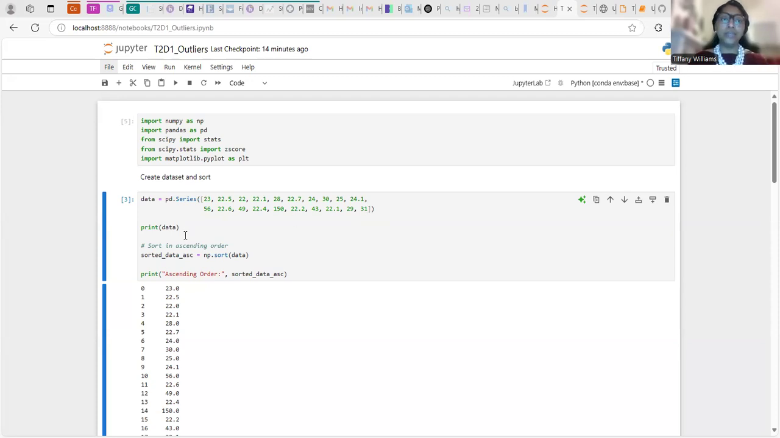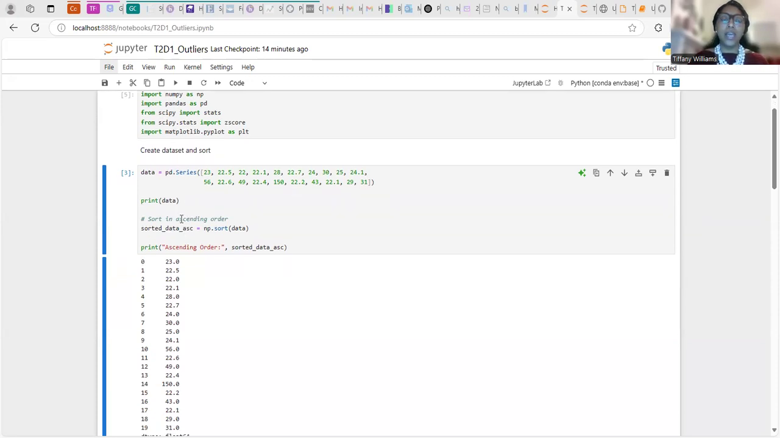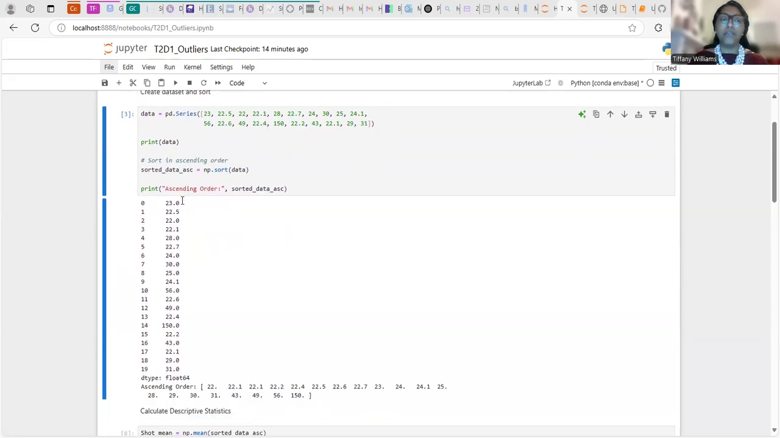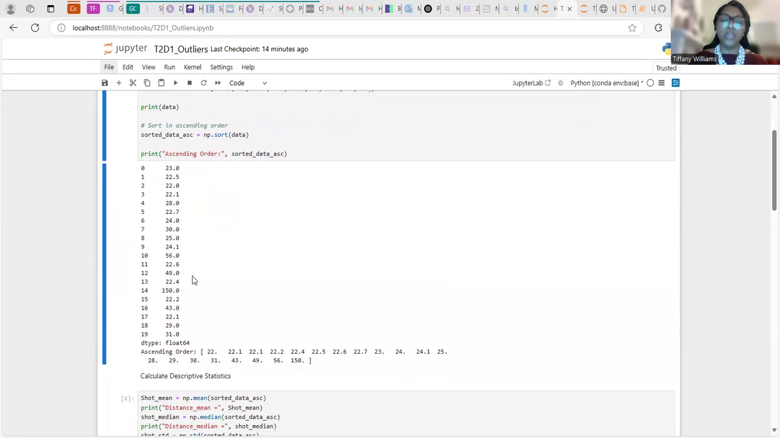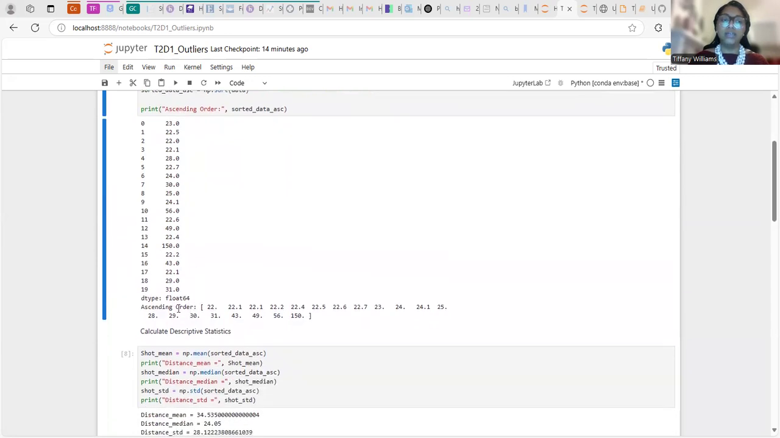I just printed it, and from there, I also put it in ascending order. So here's the printed data set followed by the ascending order, just so it'll be a little easier for me to follow later and for some of those calculations.